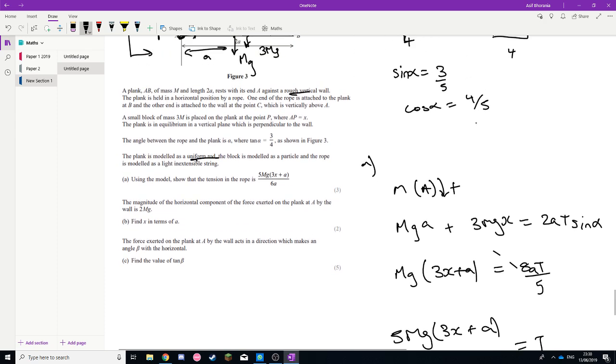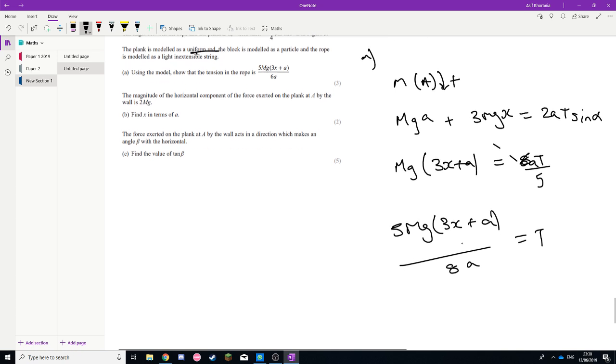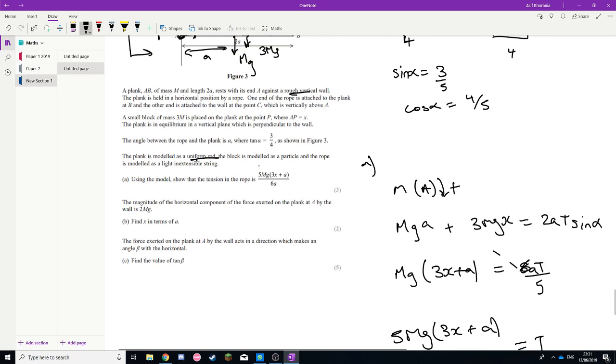That makes sense. So this is 3 over 5. Okay, yeah, that's fine. So that's 6aT over 5. So this is 6aT over 5 equals mg(3x plus a). So 5mg times (3x plus a) over 6a is equal to T, which is as required.